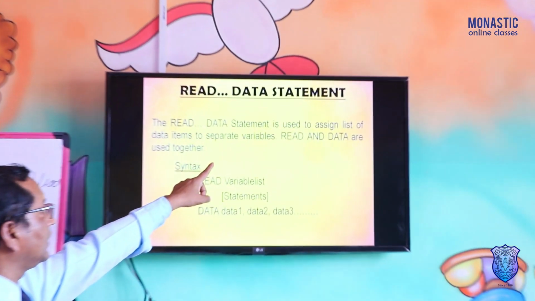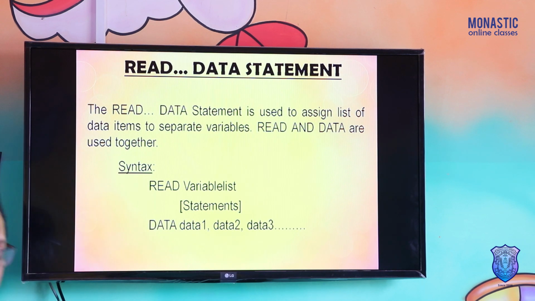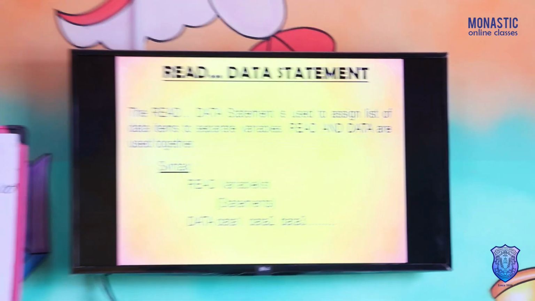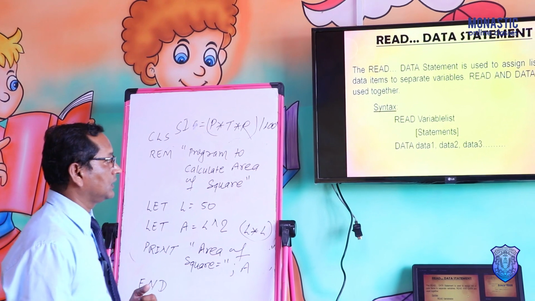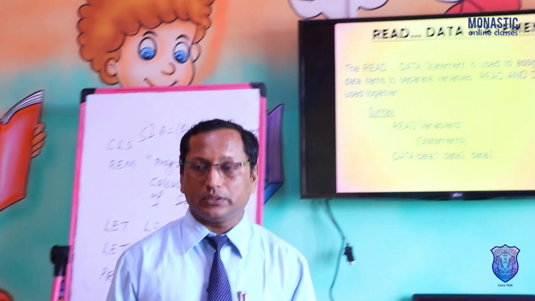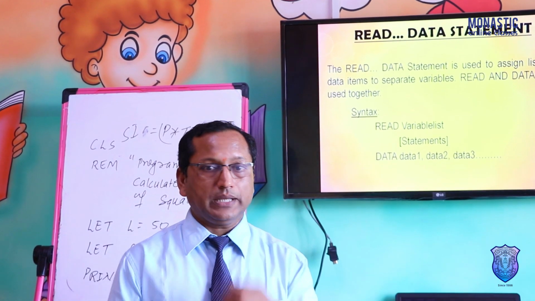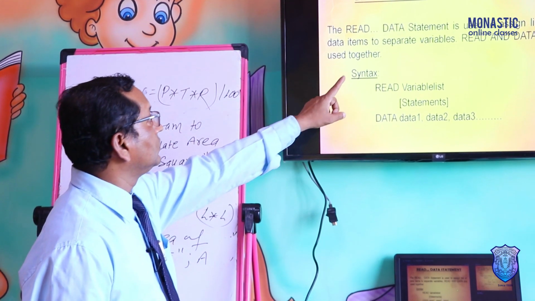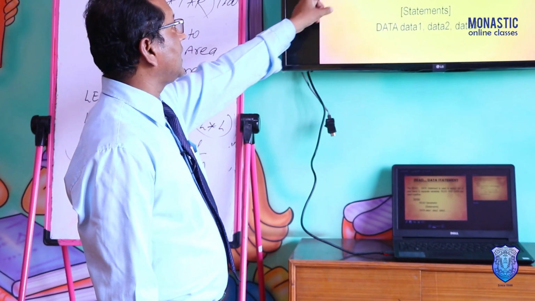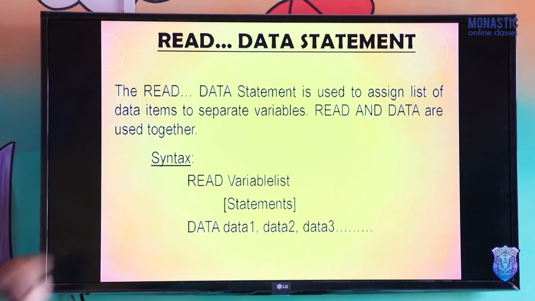Read data statement is used to assign a list of data items, meaning many data. See here, we are using separate let A is equal to this, let B is equal to this, let C is equal to this. Just like simple interest, where you have seen separate P, T, R on 3 lines, we can mention that within 2 lines only. It is used to assign the list of items to separate variables; those variables will be written together.